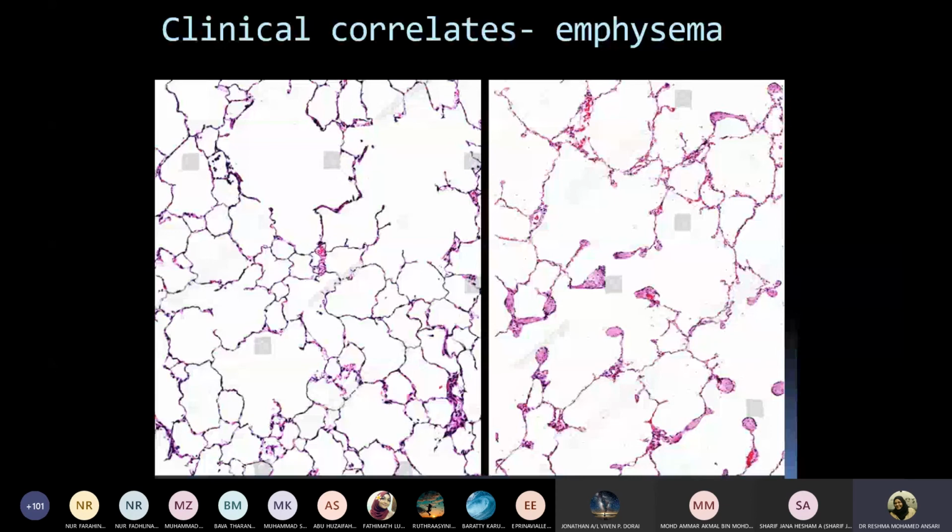So this usually occurs in a smoker, very commonly in a smoker. They will usually have a barrel chest because the lung is quite big. They cannot go back to their normal shape.